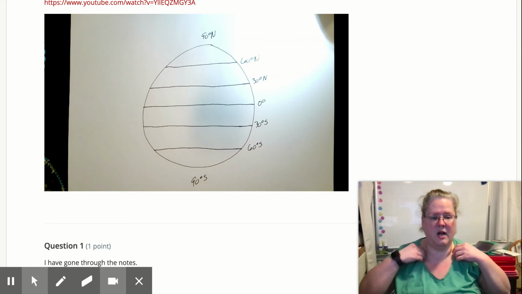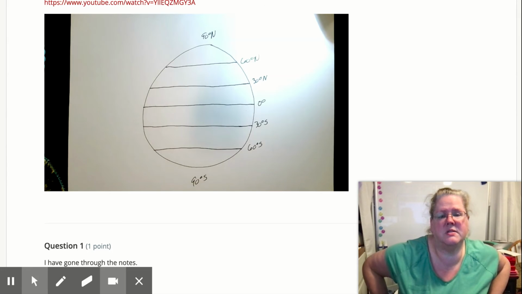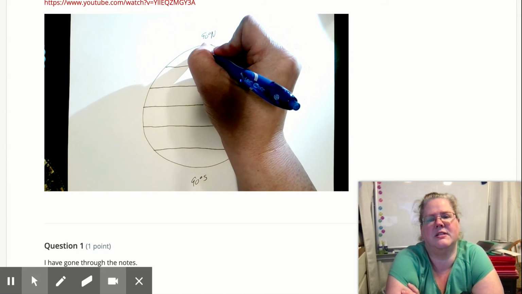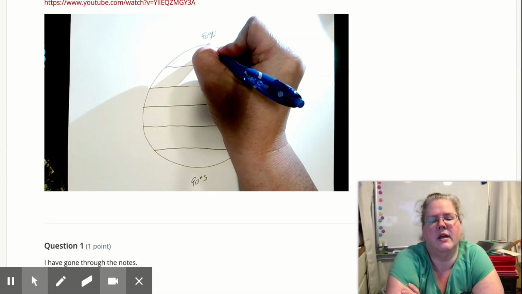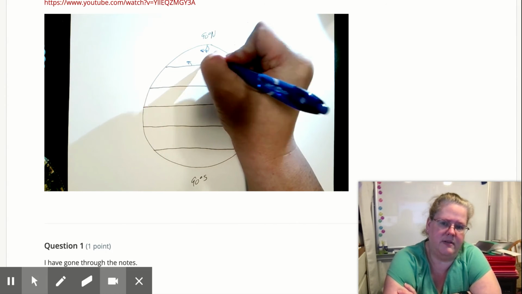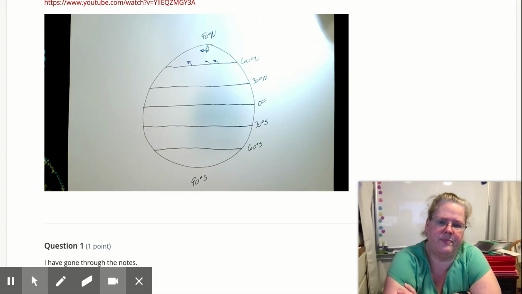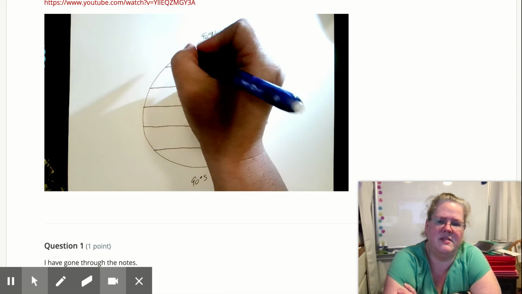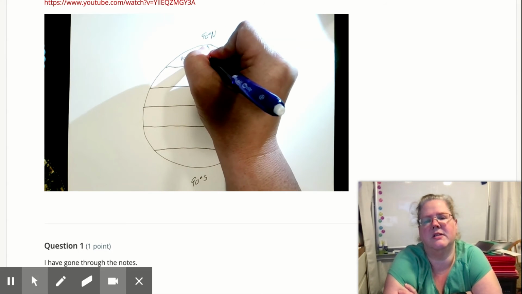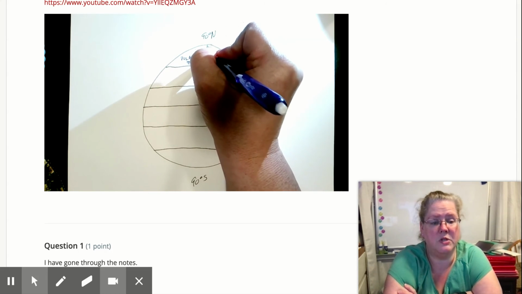Now we're going to put in our winds, and we're going to put in our names. So we're starting at the North Pole. We're going to draw our polar easterlies, that sinking air getting deflected to the right, so it basically is an easterly flow of wind. And the sinking air also pushes it, so we get easterly winds. Think of it that way. Those are called the polar easterlies.